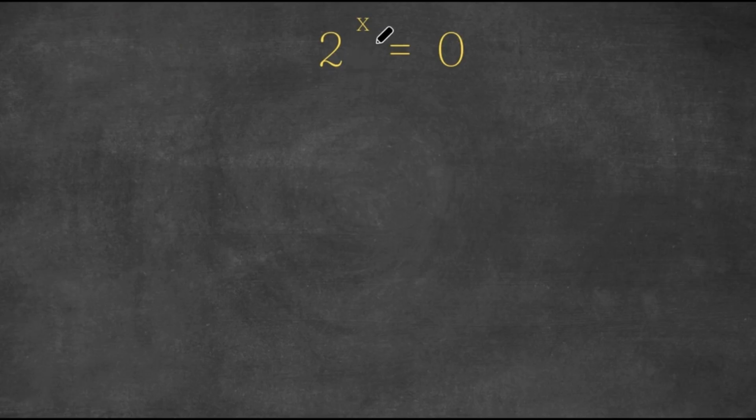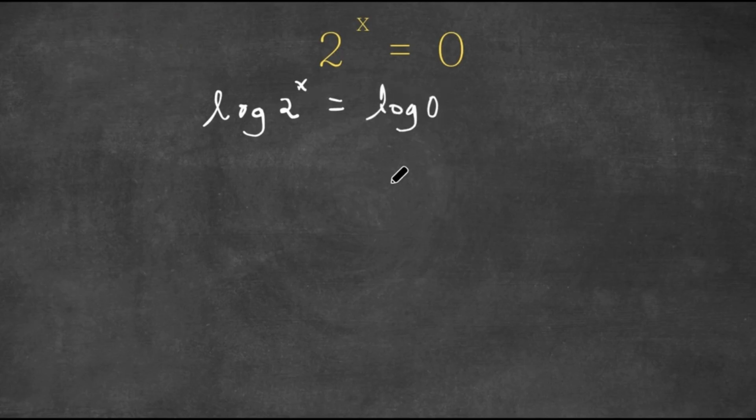In today's video, I'm going to be teaching you guys how to solve this exponential equation. So we have 2 to the power of x is equal to 0. Now what I'm first going to do is take the log on both sides. So now I have log 2 to the power of x is equal to log 0.